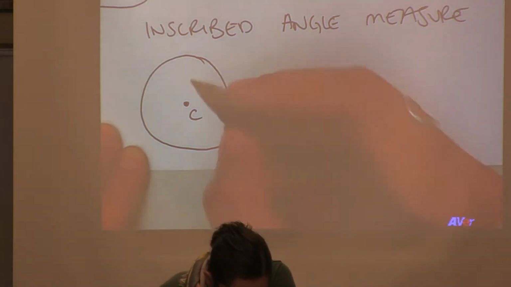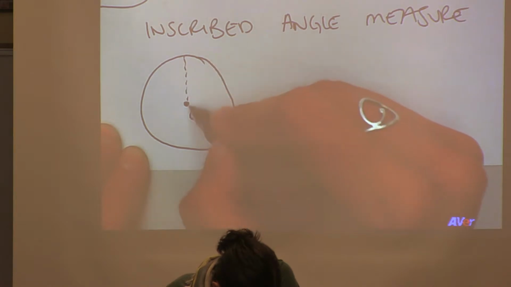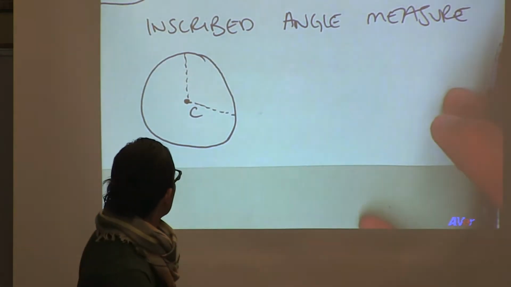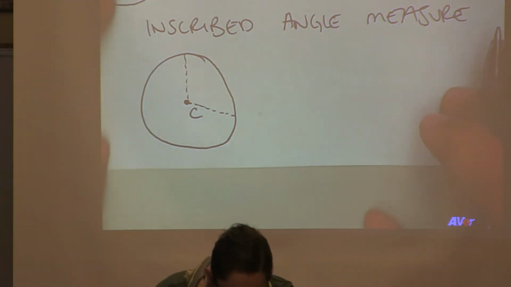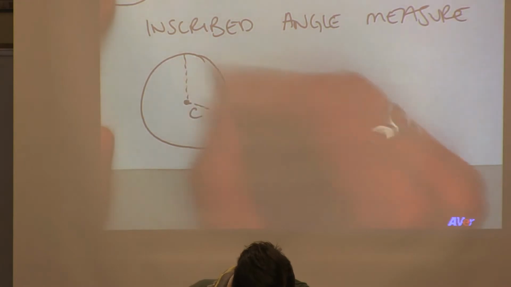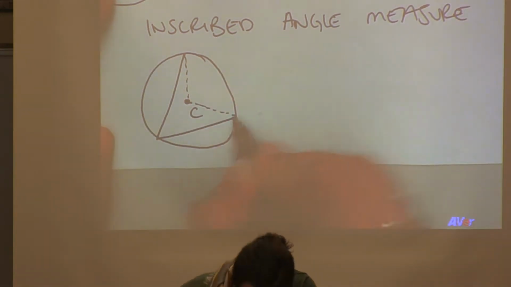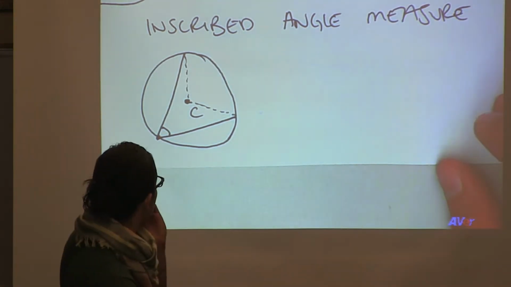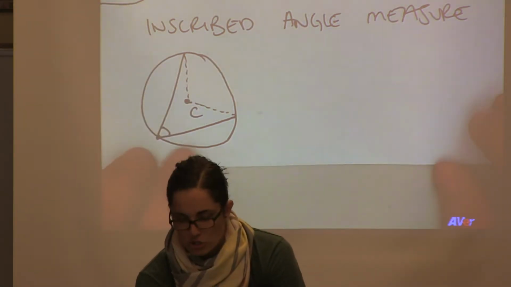Now, there's two things I can talk about. What kind of angle did I just draw dotted like? A central angle. Now, if I do that one, what angle am I talking about here? Inscribed. Right. This one, the bolded one, is an inscribed angle.